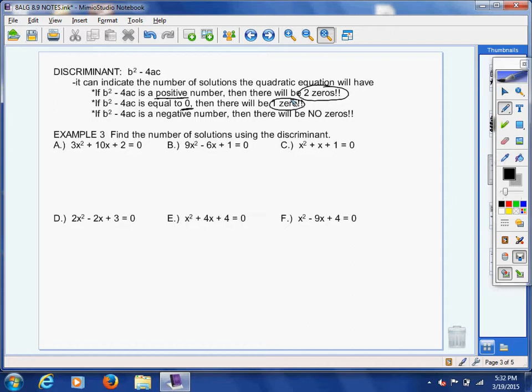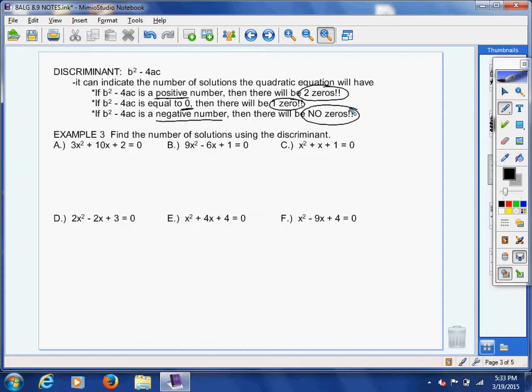Now, if your discriminant's a negative number, then your parabola will not cross the x-axis at all. It'll either be above it and never cross because it opens up and it's above the x-axis, or it will be below it, opening down. It will never cross the x-axis. So if you have a negative discriminant, there's really no reason to continue with the formula. You're not going to have any x-intercepts.